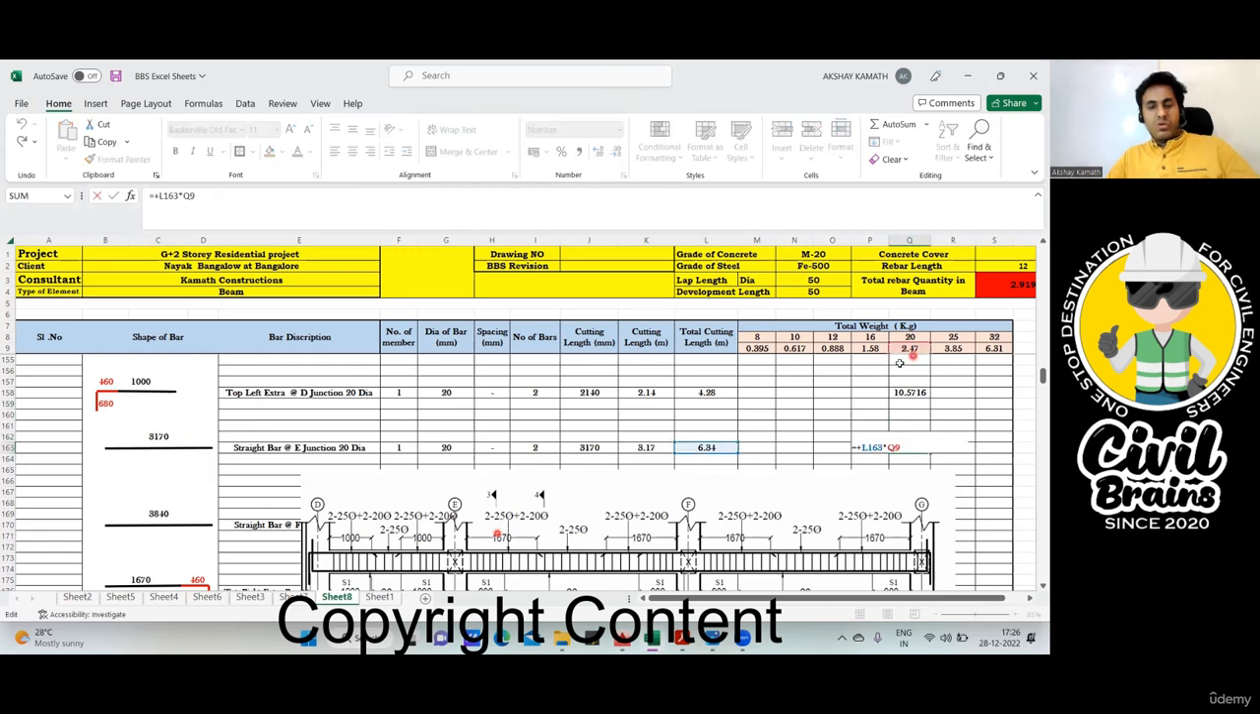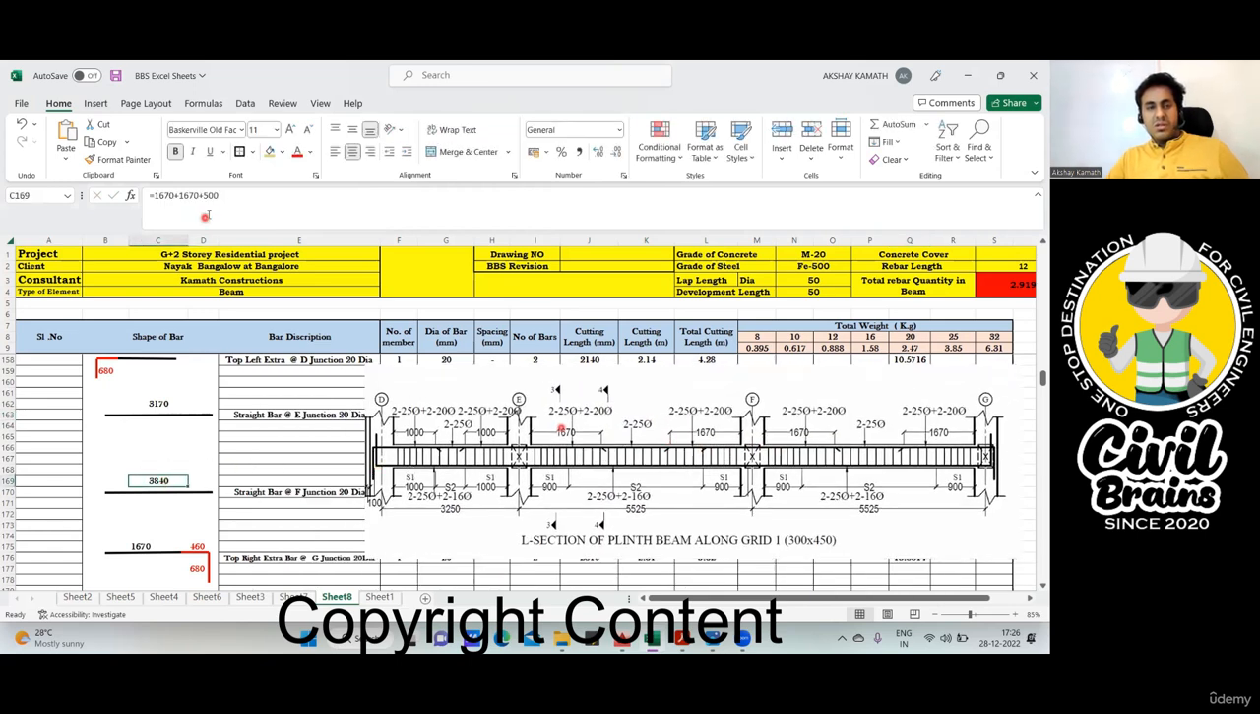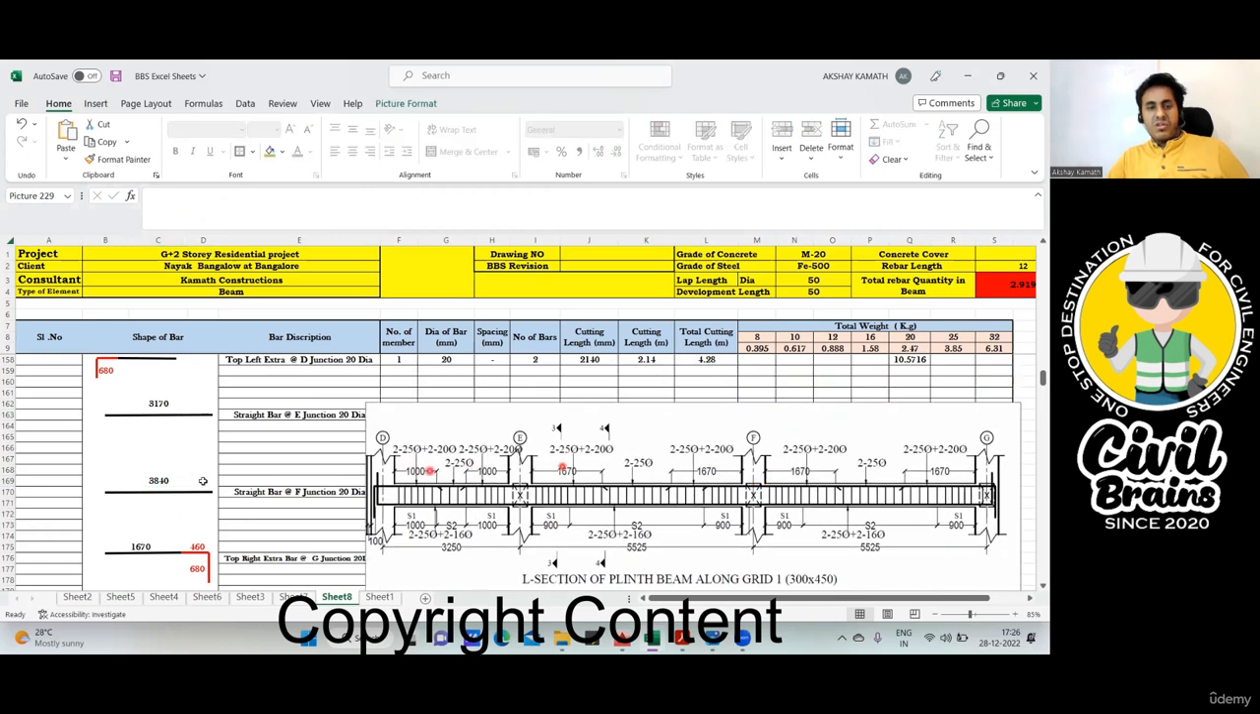6.34 multiplied by 2.47. Fine. Now come to this portion. Again, this portion is 1670. I'll make it here. See, yeah, 1670. I've written 1670 plus this is also 1670. I added 1670, and this middle portion is 500. So if you add everything, 3840. So this complete length will be 3840.